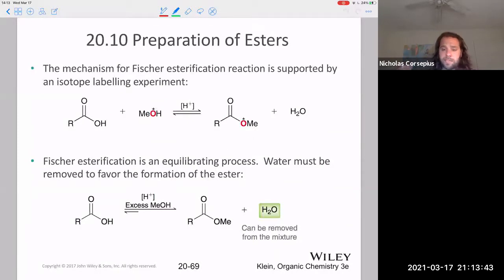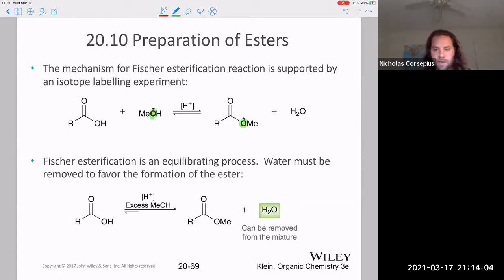One of the big pieces of evidence for this mechanism is the fact that if we isotopically label our alcohol and toss that in with our carboxylic acid, the isotopic label is kept for the ester as well. Okay, so that's how we know that that oxygen is actually being incorporated into this molecule.